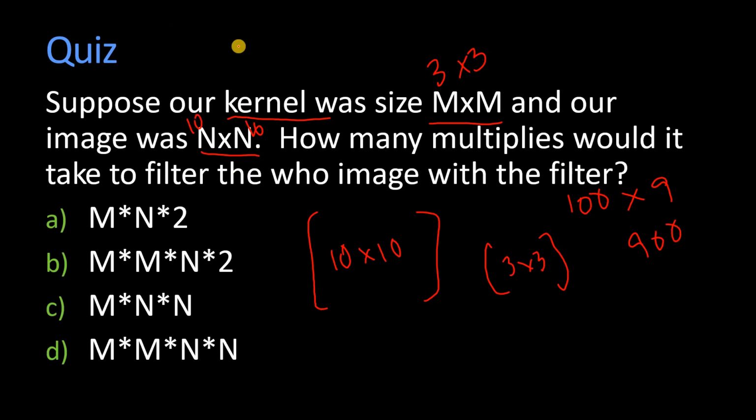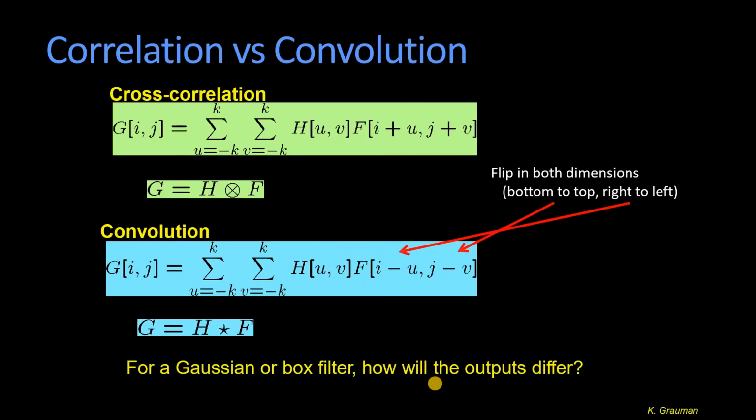So the correct answer in this case is that for your m by m size, so m by m can be any size, m by m filter and n by n image, overall there will be m square n square multiplications that will occur. Clear? This is the typical example.